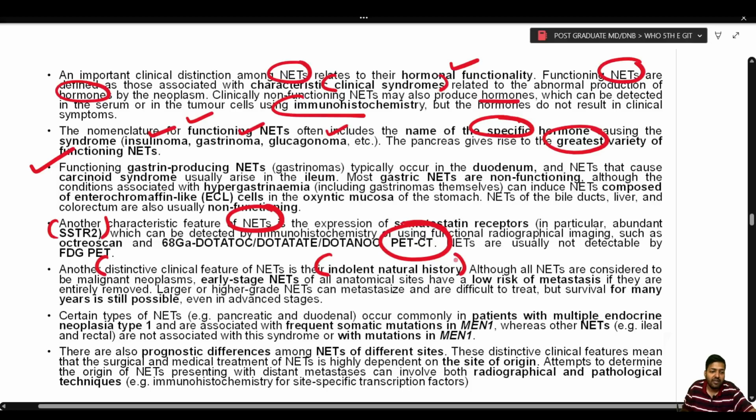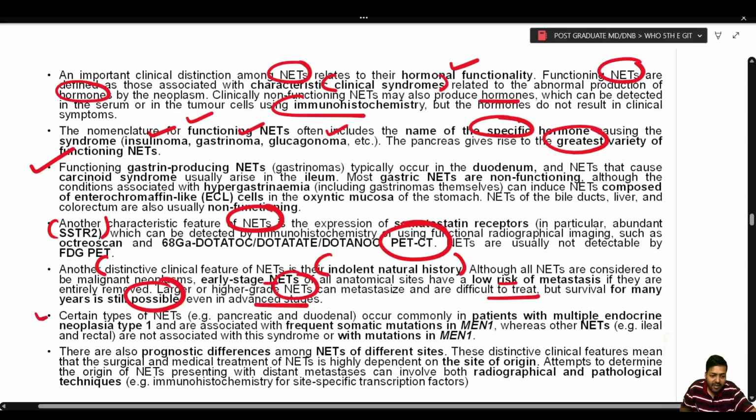Although all NETs are considered to be malignant neoplasms, early stage NETs of all anatomical sites have a low risk of metastasis if they are entirely removed. Larger or higher grade NETs can metastasize and are difficult to treat, but survival for many years is still possible even in the advanced stage. So this is a very characteristic feature of NETs, that they are very slow growing neoplasms, and metastasis is not something which is rare with NETs. Metastasis is also there with NETs. But always remember that survival for a longer period of time, even with metastasis, is possible with neuroendocrine tumors.